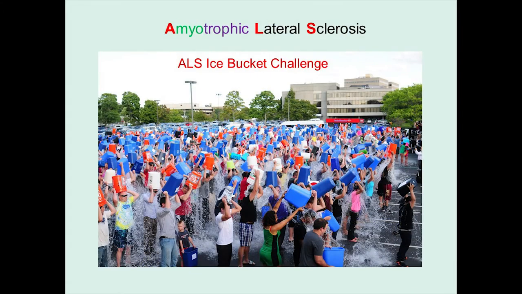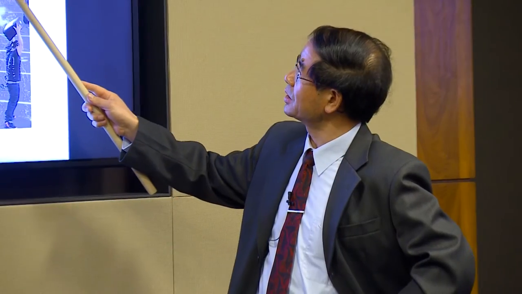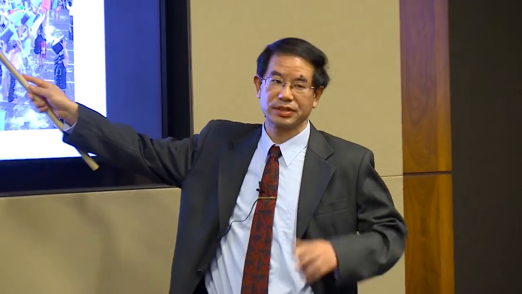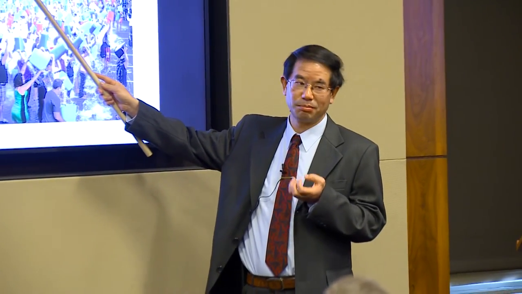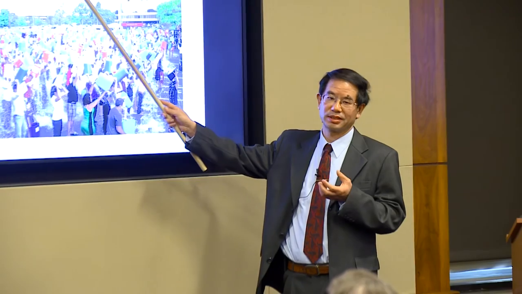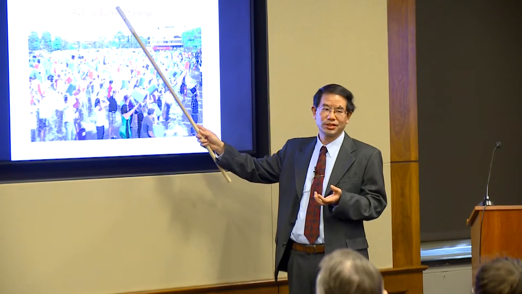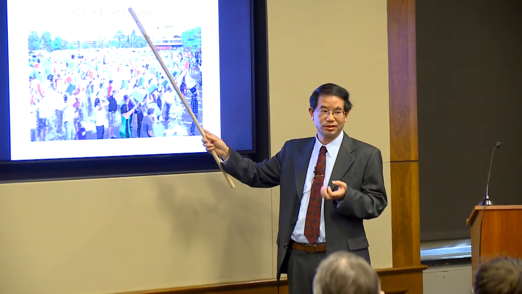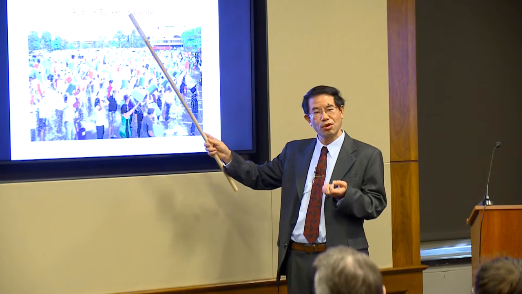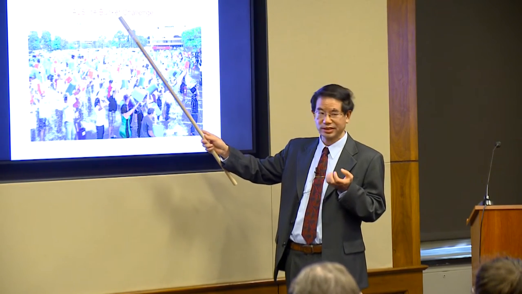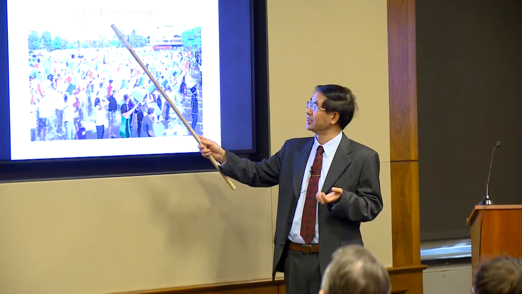What is ALS? The full name for ALS is amyotrophic lateral sclerosis. A means no. Myo means muscle. Trophic means nourishment. So amyotrophic means no muscle nourishment. That is muscle, we say muscle atrophy. So the muscle becomes smaller and smaller, not functional anymore. This is the key feature of this disease.